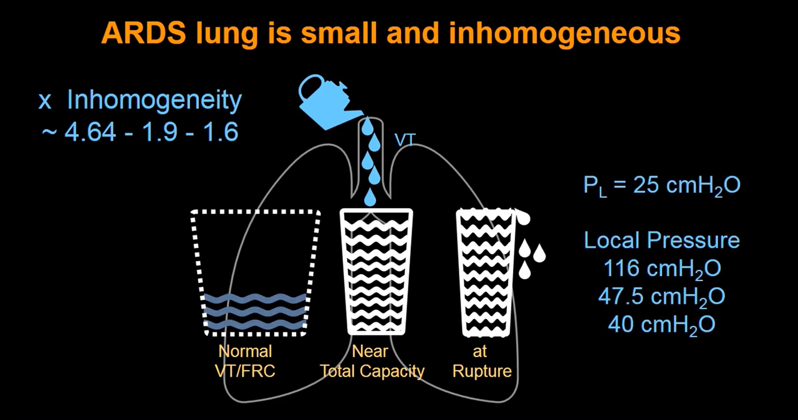So if we look at some calculations, for a transpulmonary pressure of 25, the local pressure at the interface between these two units, for example, may be 116 centimeters of water if you go with the Mead model, 47 centimeters of water if you go with the Gattinoni CT scan model, or 40, but it's not 25. That's important because we'll need to know what the strain at the local level is in mechanical ventilation.